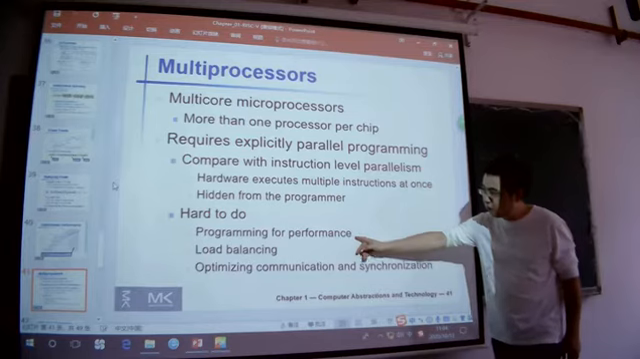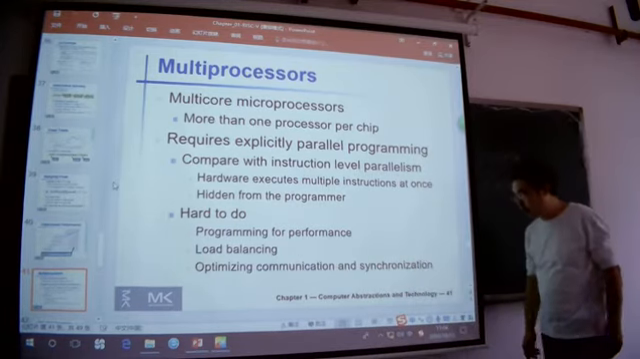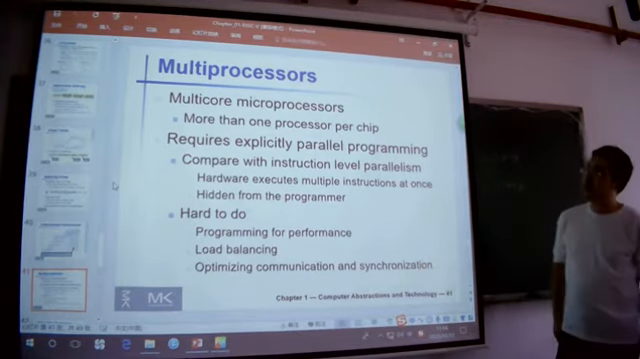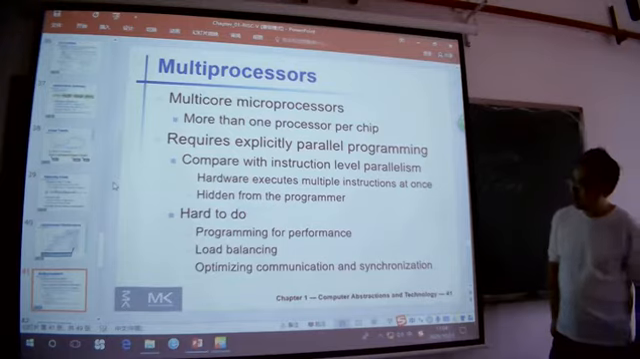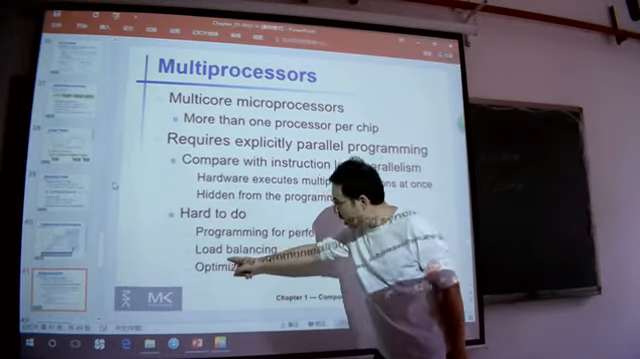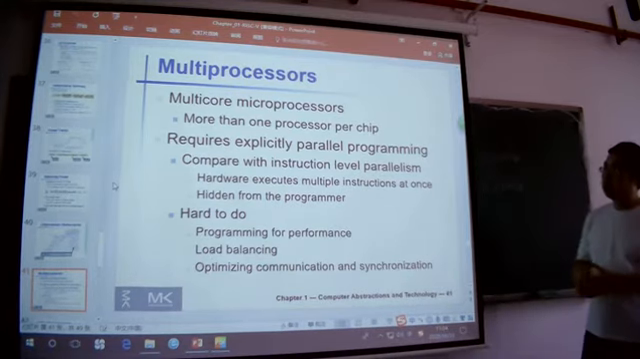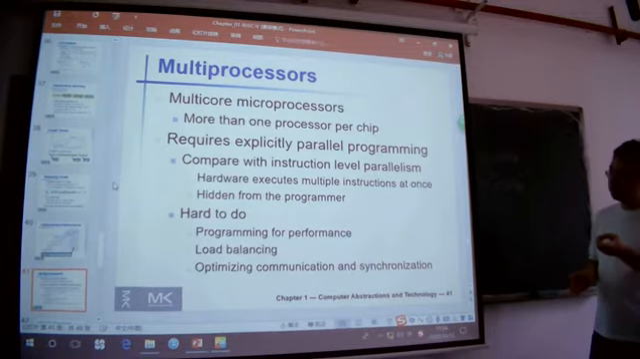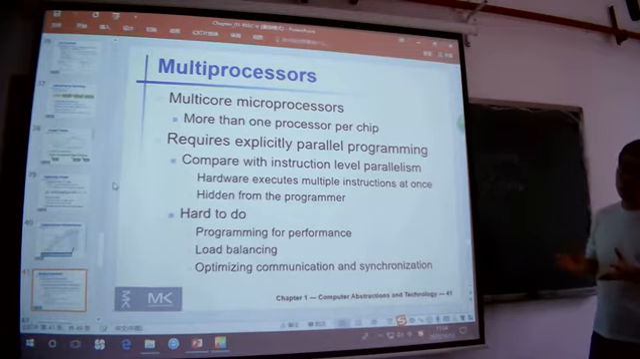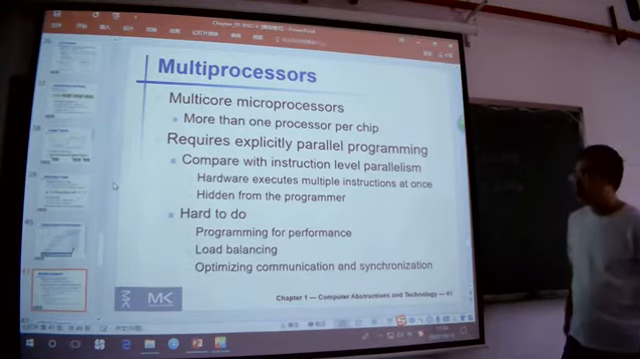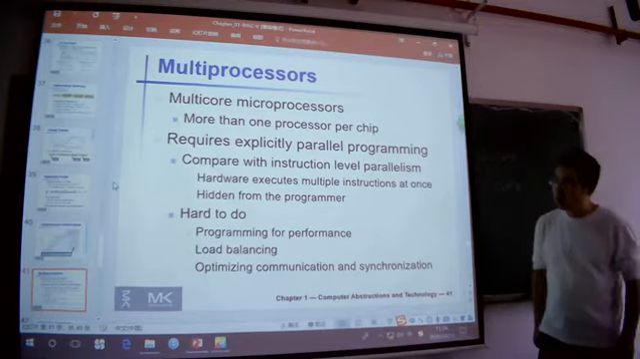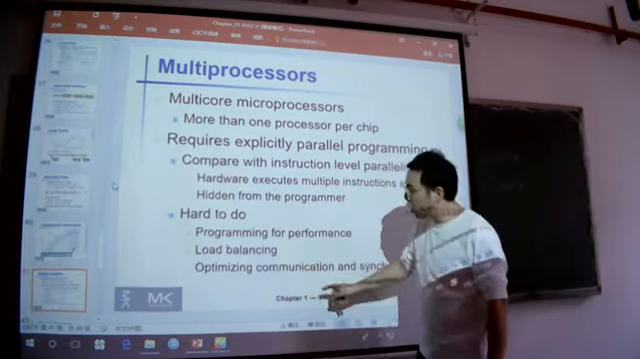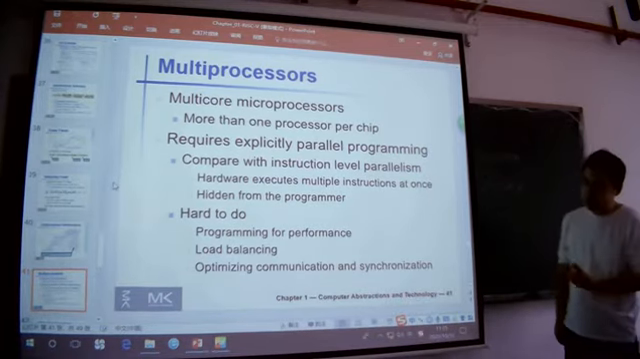We can find the programming for performance, load balancing, and optimizing computation and synchronization are the important works. This work is hard to do. Load balancing is very hard for the computer. You can't balance every component. We can find the components in our laptop or computers. Some components run at higher power, some run at lower power. So balancing is a very interesting topic in the operating system. In the OS course, the teacher will continue to talk about the balance.